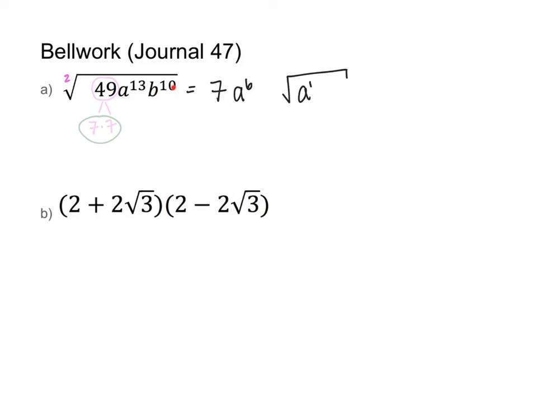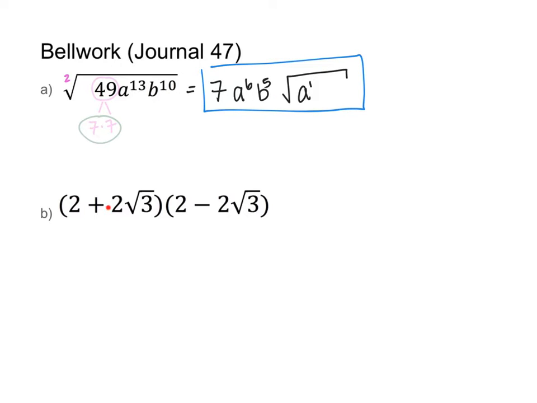And then this b is to the 10th power, so 2 goes into 10 at least 5 times, and that worked evenly, so b can come out as b to the 5th power. There we go. All right, so then this looks like our final answer here.